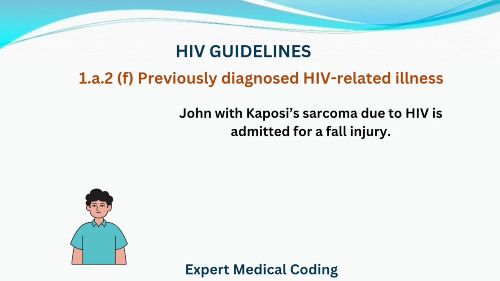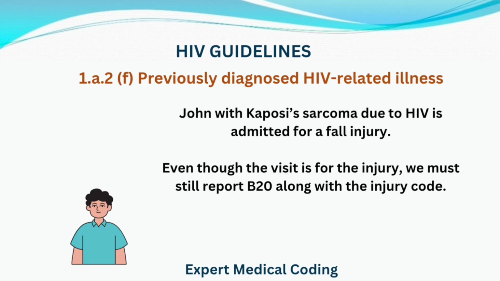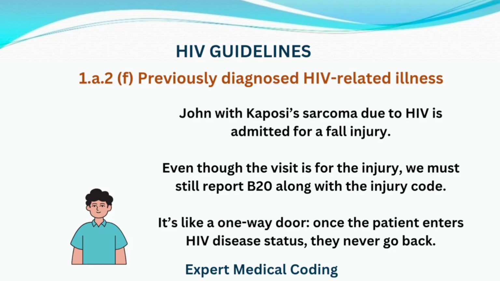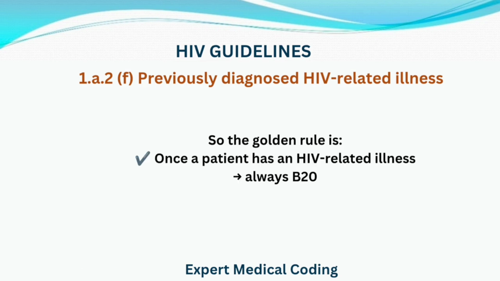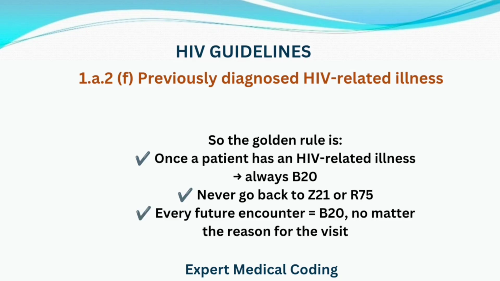Let's see another case. John with Kaposi sarcoma due to HIV is admitted for a fall injury. Even though the visit is for the injury, we must still report B20 along with the injury code. It's like a one-way door. Once the patient enters HIV disease status, they never go back. So the golden rule here is, once a patient has an HIV related illness, always code B20, never go back and code Z21 or R75. Every future encounter should be B20 only, no matter what the reason for the visit is.